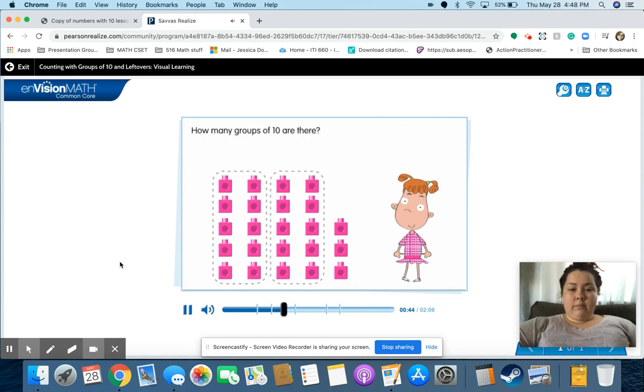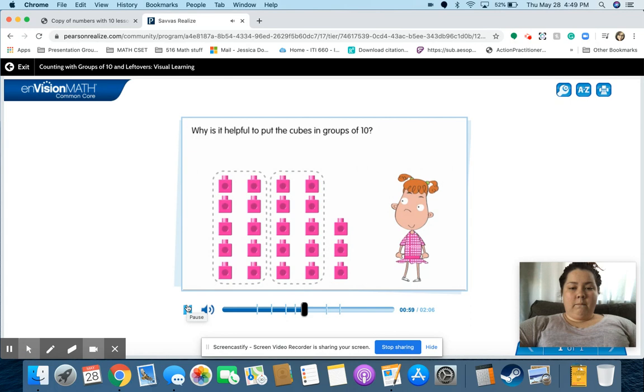How many groups of 10 are there? How many circled groups of 10 are there, scholars? 1 and 2. 2 groups of 10. There are 2 groups of 10. How many are left over? 1, 2, 3. There are 3 left over.